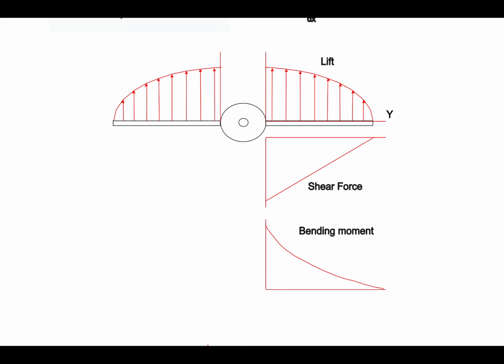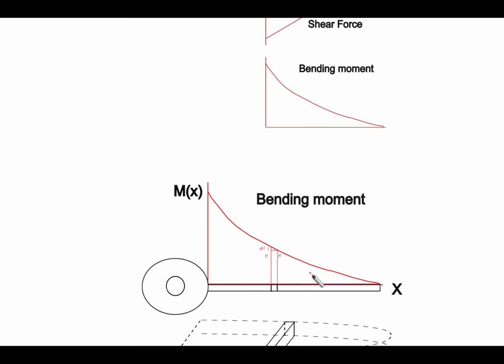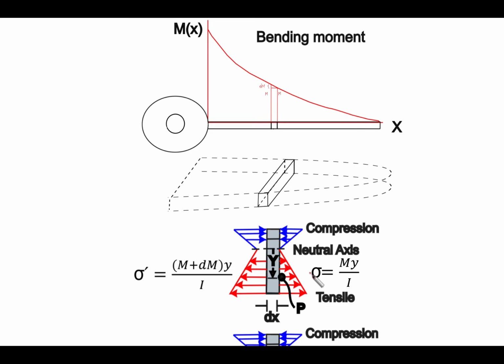But before we dive in, let's recall the example of the aircraft. The wings are beams and the lift is a distributed load, and we can generate the shear force and bending moment diagrams. If we study a particular section of that beam, we can note that. Okay, let's look in more detail.